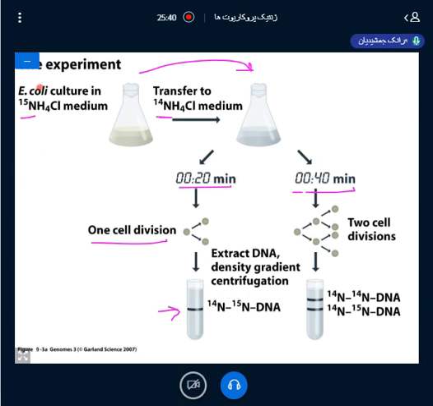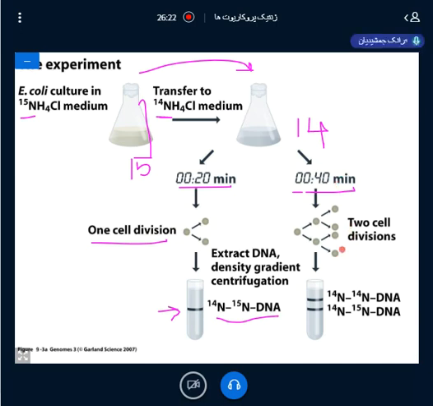At first, we culture the E. coli in nitrogen 15. It means the older DNA has nitrogen 15. And then they transfer it to nitrogen 14. It means the new DNA has nitrogen 14. After one cell division, they extract the DNA and put it in the centrifuge gradient, and they see that we have one band, a combination of 14 and 15. It means one band combining new and old DNA.